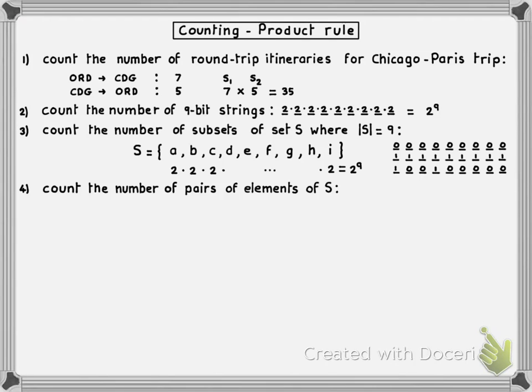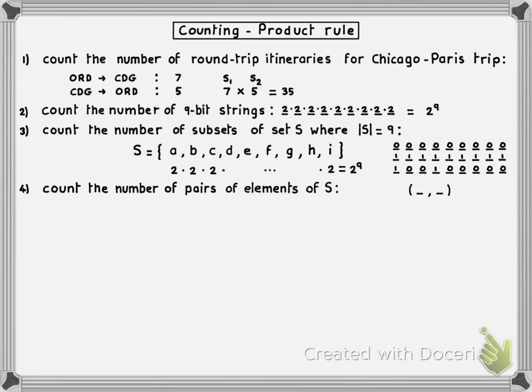For our next example, let's say we still have a set S with cardinality 9, and we want to count the total number of pairs of elements of S. Remember that a pair is a tuple with 2 elements. So the task here is to count the number of such pairs, which is equivalent to counting the number of ways that exist to pick a random such pair.